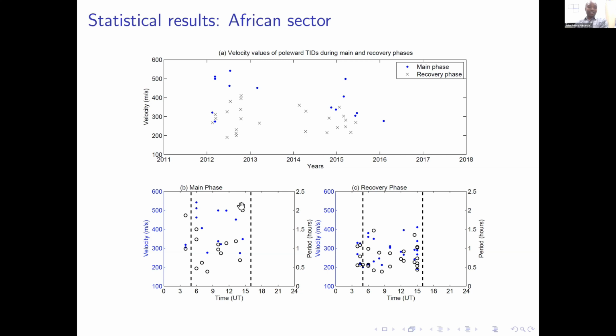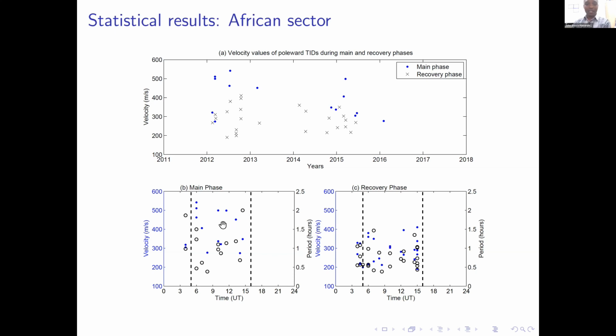And once again, let's aggregate everything and plot the main phase results and the recovery phase results differently. And these dotted lines themselves are showing the local time. So I think it's from 7 to about 18 local time. And the period, which is what is in the open circles, is on your right-hand side of each plot in B and C respectively. You'll see that most of them have periods between 30 minutes and above.